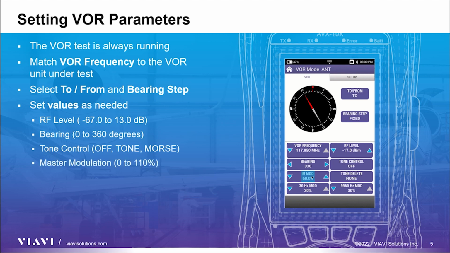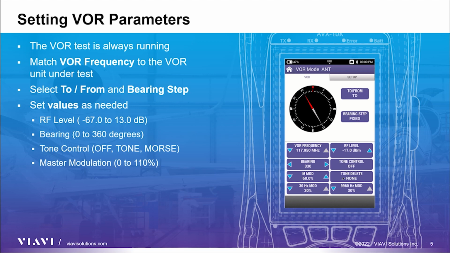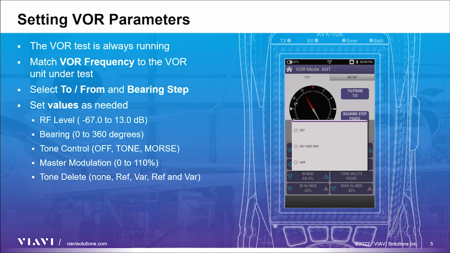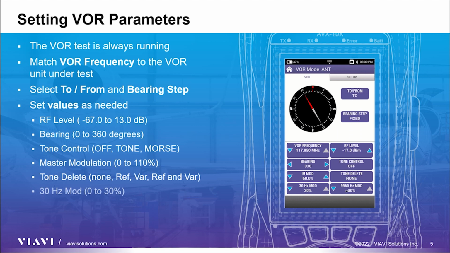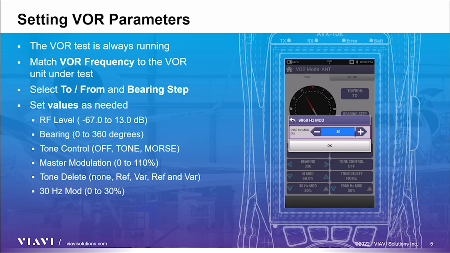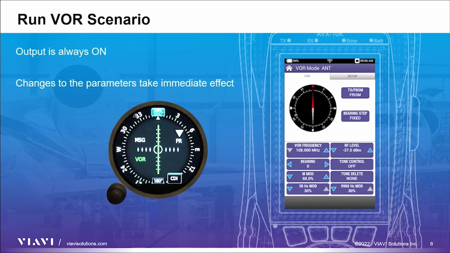The master modulation field works in tandem with the 30 Hz modulation and 9960 Hz modulation fields and allows adjustment of these signals. The tone delete field allows for the removal of either the stationary reference tone, or the rotating variable tone signal, or both. Any adjustments made here can be cancelled by clicking on the revert to normal soft key at the bottom of the screen. Here is an example of the VOR test in progress.